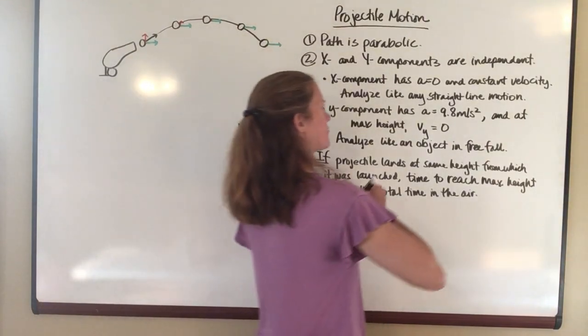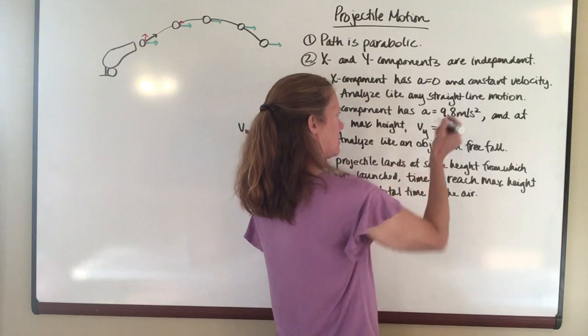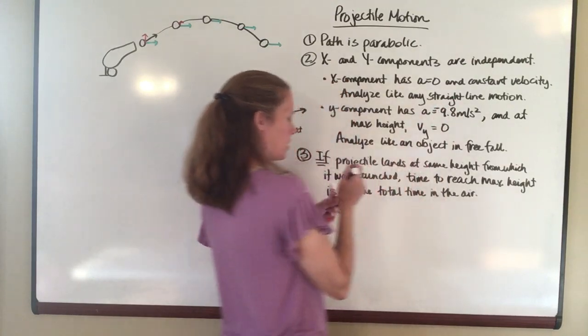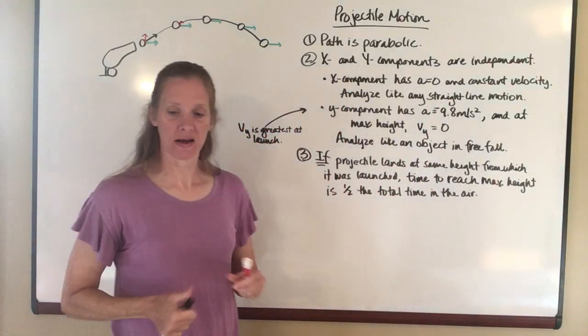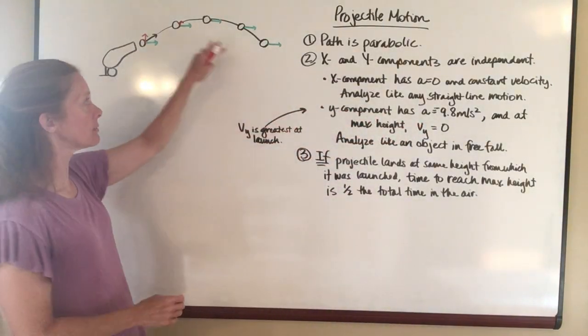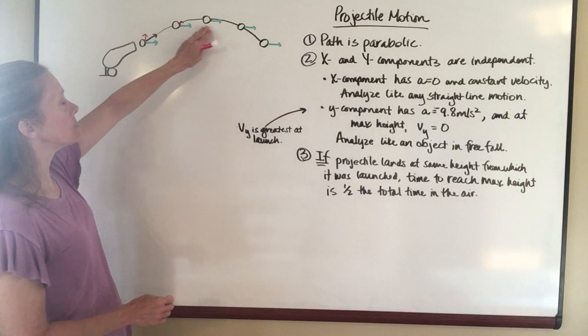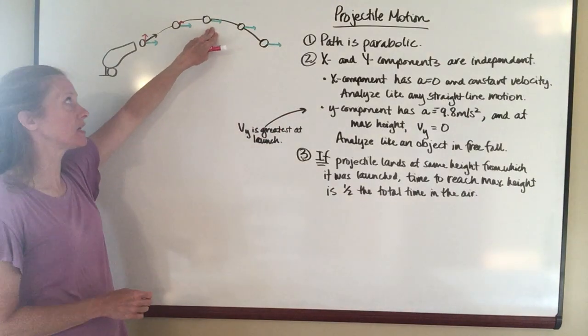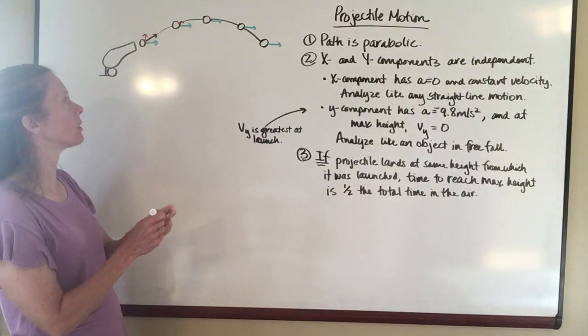And I just realized I forgot my negative sign on this acceleration here. The y component has an acceleration of negative 9.8 meters per second squared. Gravity is constantly pulling on it. At the maximum height, the y component is 0. There's still a y component, it's just 0.